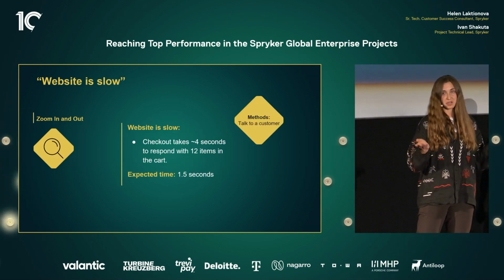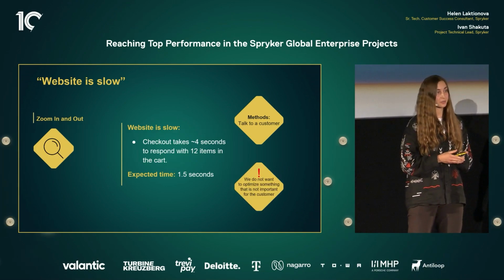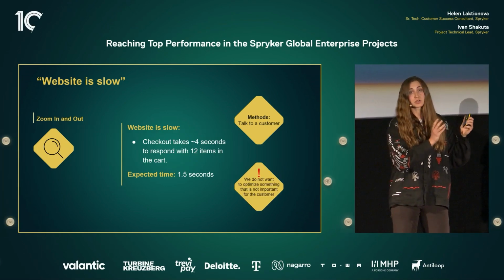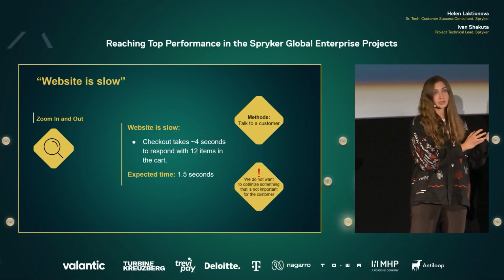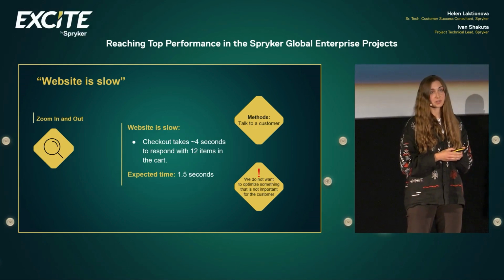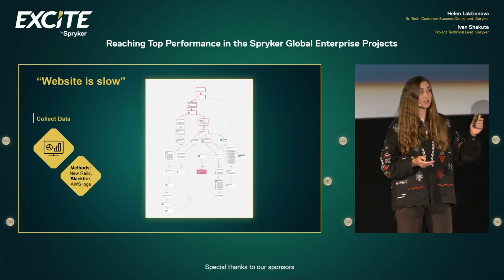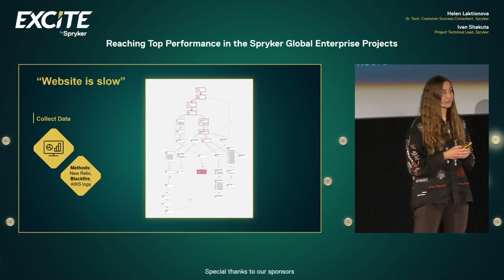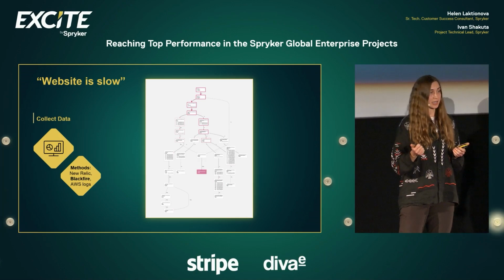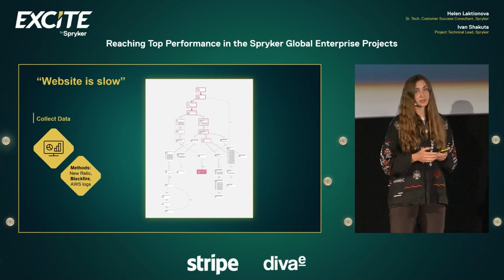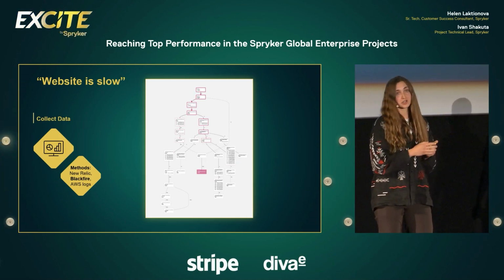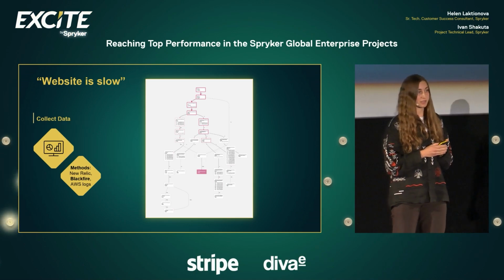So as for the method, how did we find out? We just talked to the customer. And what is important, we don't want to optimize something that is not important to the customer or does not have any business influence. The second step was collecting the data. Here you cannot see it well, but this is the graph from Blackfire. You can use New Relic or AWS or Blackfire or any other tool. This is just the sample that we used for this specific case.